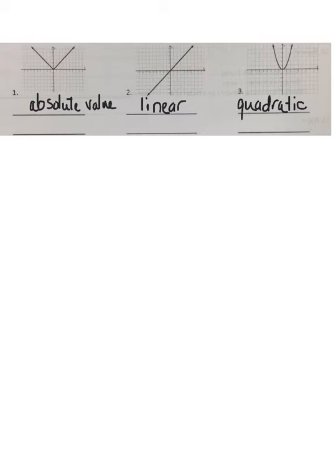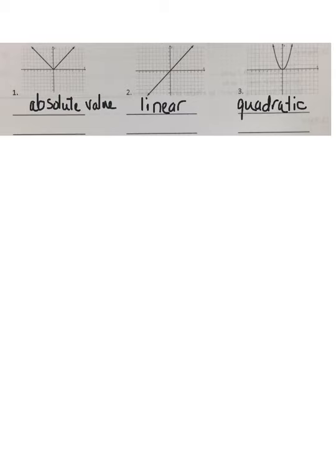Okay, so for questions 1 through 9, you have to write the name of the parent function, as well as the equation, which I'll get to in just a second. But if we look at this first one, remember anything that looks like a V is an absolute value. This is linear, it's a line. And a quadratic is always something that does a U, is a parabola. So make sure that you know that for your test.